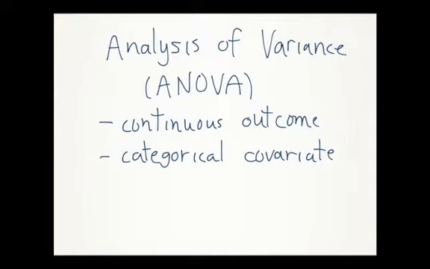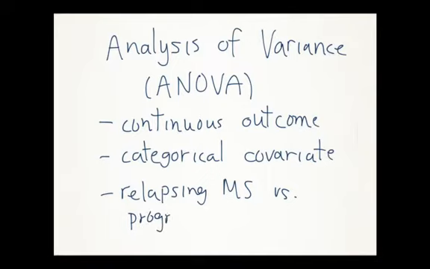Just to use the example from multiple sclerosis in the previous session, remember that there's this biomarker of interest. It's a continuous biomarker. And we wanted to investigate whether there was a difference in the expression of the biomarker for relapsing multiple sclerosis, or MS, versus progressive MS. Those were our two groups.